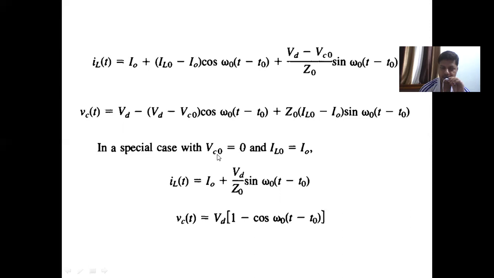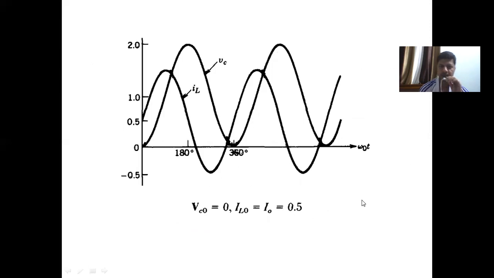If you consider the special case where the initial capacitor voltage is 0 and the initial inductor current is equal to the load current I0, then these equations reduce to IL of t is equal to I0 plus Vd by Z0 sine omega 0 (t minus t0), and Vc of t is equal to Vd (1 minus cos omega 0 (t minus t0)). If you plot these two waveforms, again on per unit basis with Vc0 equal to 0 and IL0 equal to I0, that is equal to 0.5, these are the waveforms that you get.